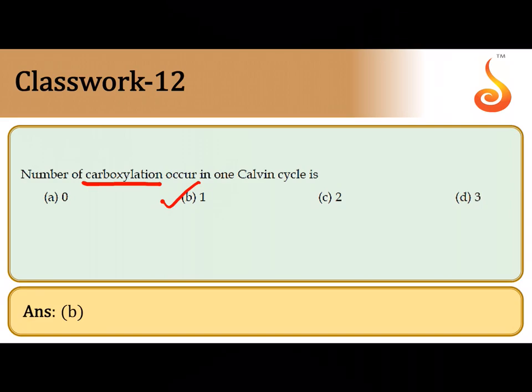And we discussed yesterday that for 1 molecule of glucose, Calvin cycle has to happen 6 times. So it is 6 carbon dioxide with 6 RuBP to form 12 molecules of phosphoglycerate, which is a 3 carbon compound. The first step where ribulose bisphosphate is carboxylated with carbon dioxide is what is referred to as carboxylation, so it is only 1.